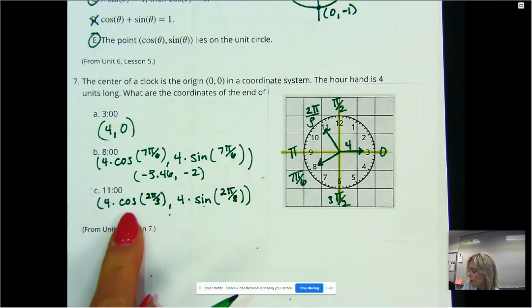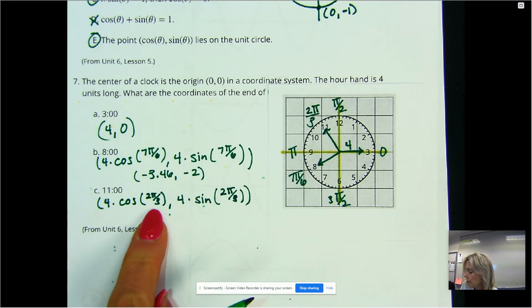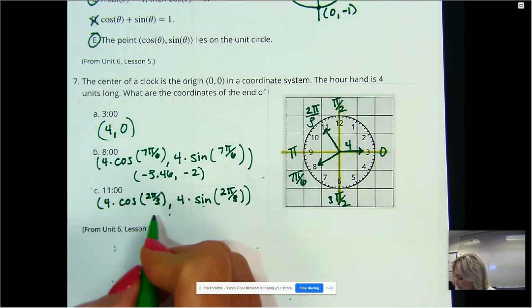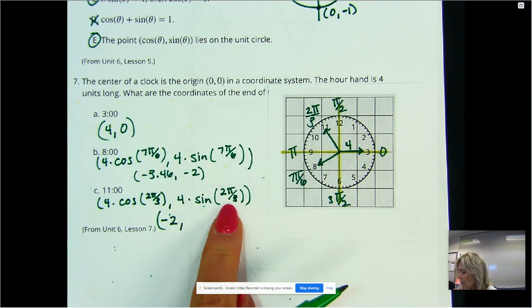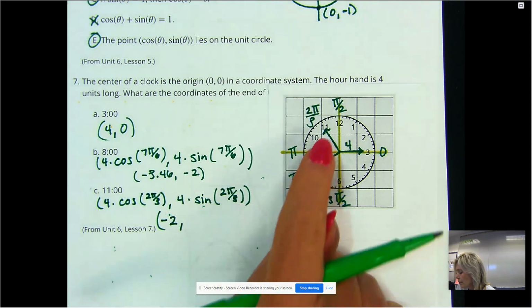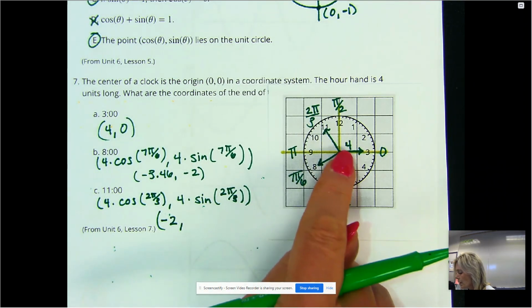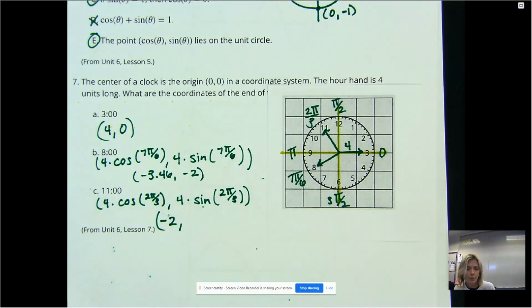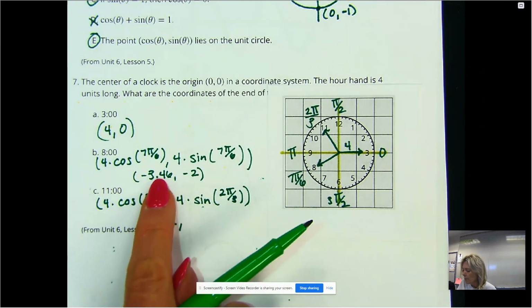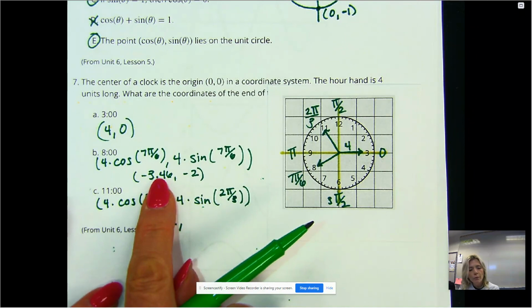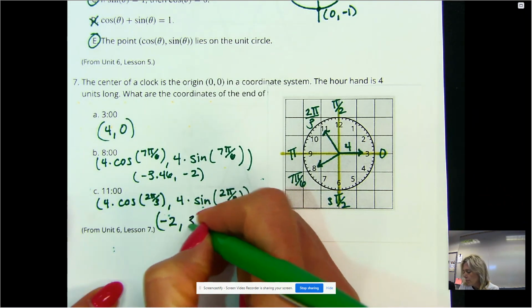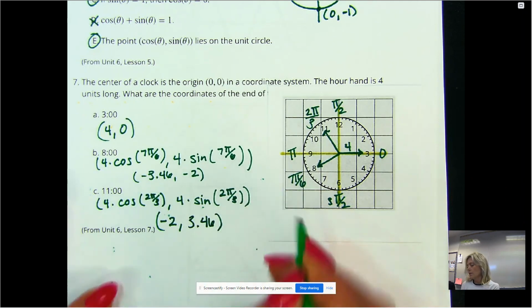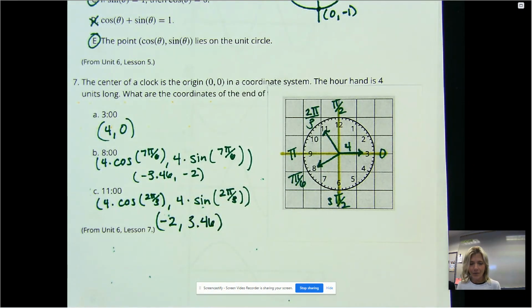Okay, so again, the cosine of 2 pi over 3 is negative 1/2. So times 4 gives us negative 2. And then 4 times the sine of 2 pi over 3. Well, it's going to be positive because it's up here for y. And it's that longer leg, that root 3 over 2 leg. So we already evaluated it up here. So instead of negative 3.46, when it's up here for sine, it's positive 3.46. All right, that is the end of your assignment.